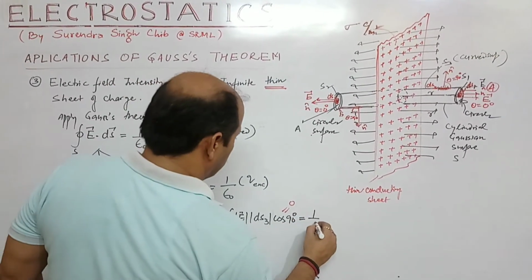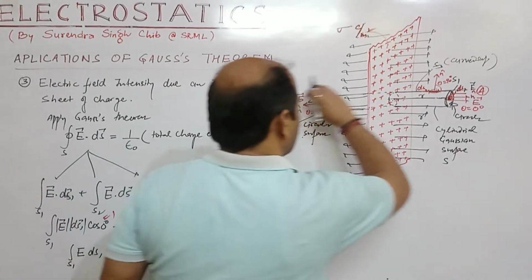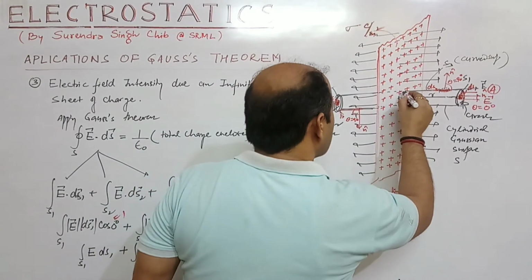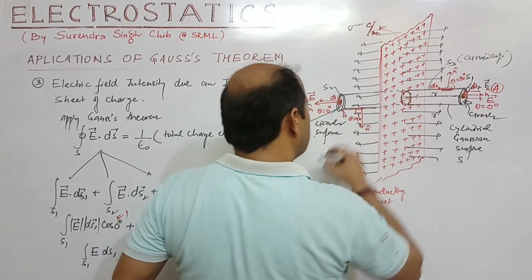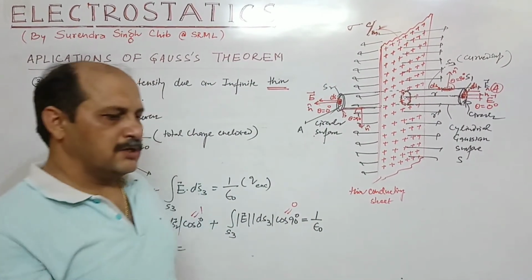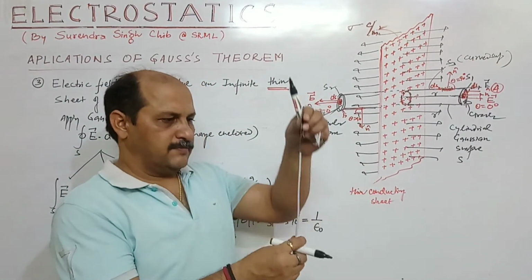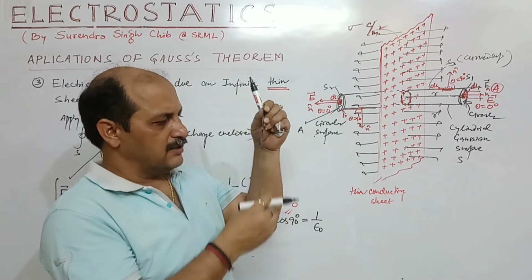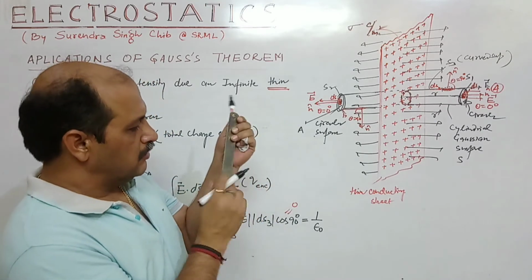1 upon epsilon naught. What is the charge enclosed? How much charge is enclosed in this whole Gaussian surface? Charge enclosed is only this much. See here, this much portion. And since it is a thin sheet, only one layer of charge is there. It is a sheet with only one layer. For example, this is a metallic sheet. If it is very thin, the charge is only one layer, the same layer of charge on this side and on this side. So we'll take this portion.